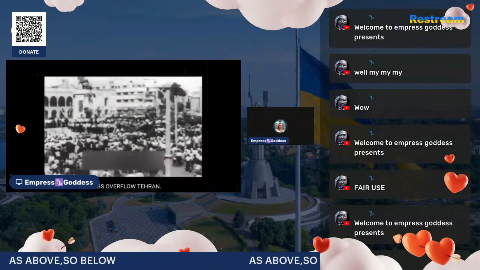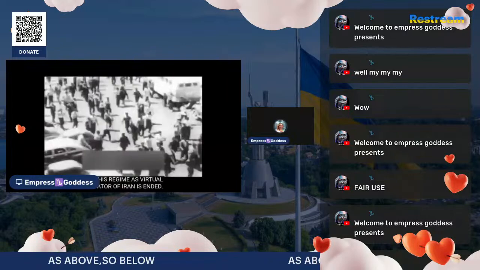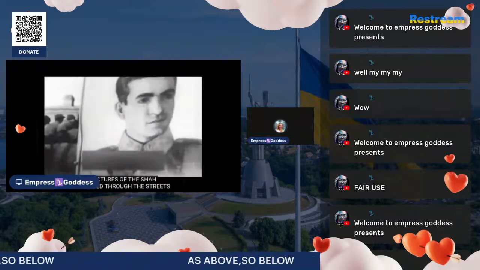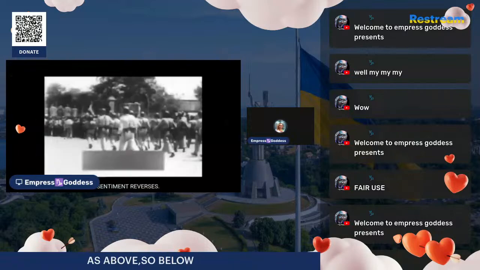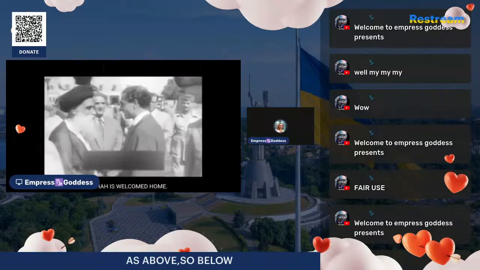Tehran. Army officers shout that Mossadegh has surrendered and his regime as virtual dictator of Iran is ended. Pictures of the Shah are paraded through the streets as sentiment reverses. The Shah is welcomed home.